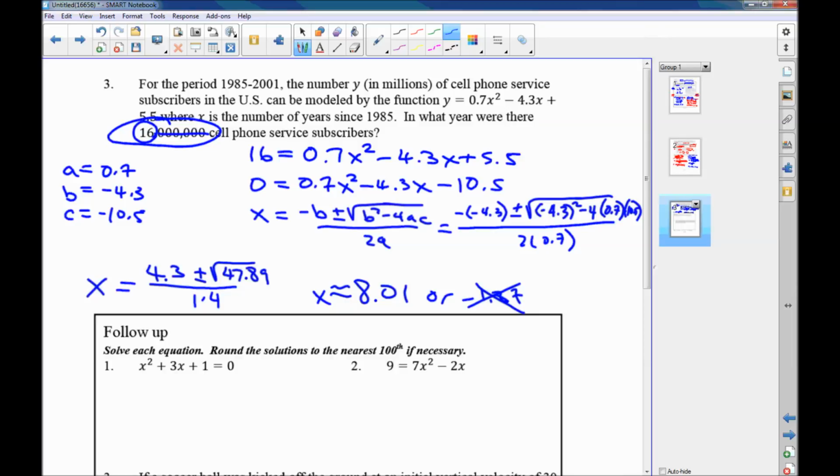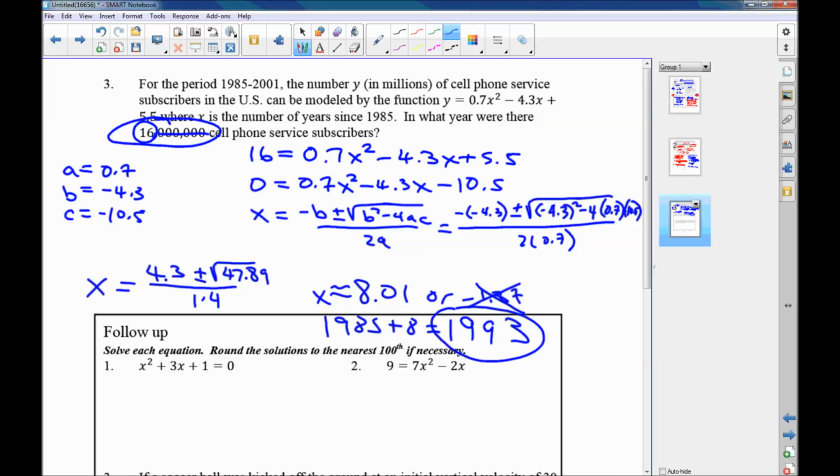So how many years since 1985 has it been? Well, 1985 plus 8 would give me 1993. Okay, so this is how many years? It is now 1993 when we get that. So in what year? 1993.